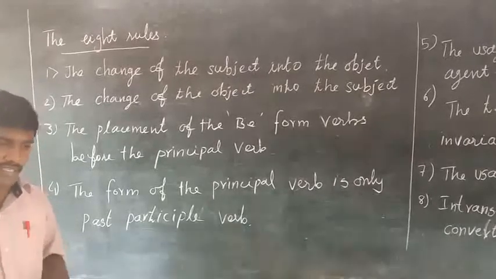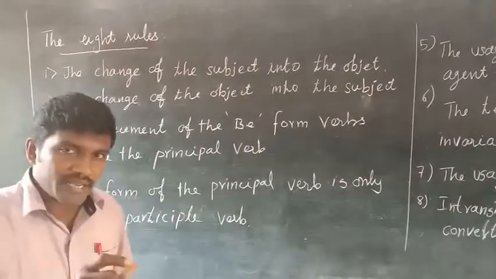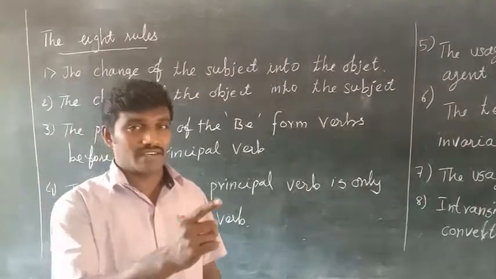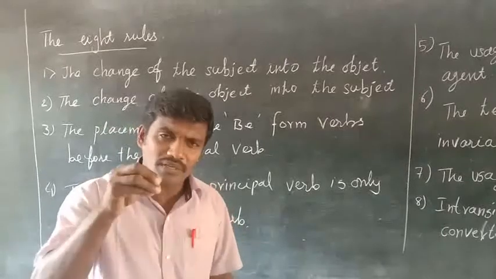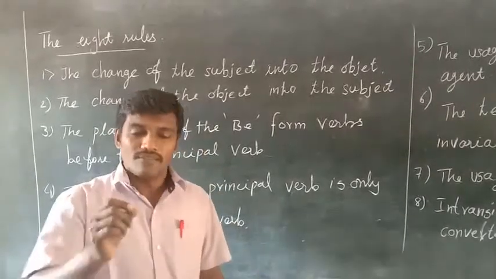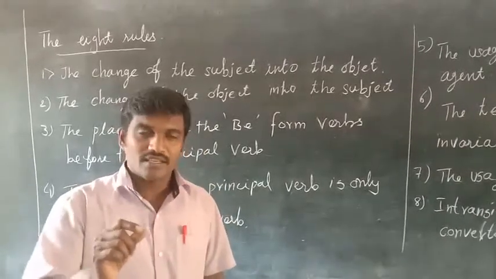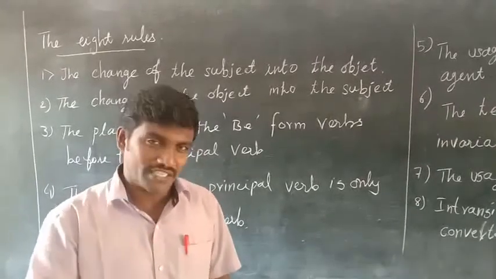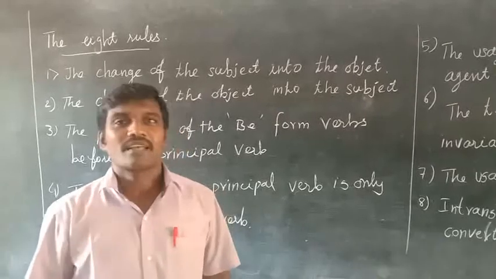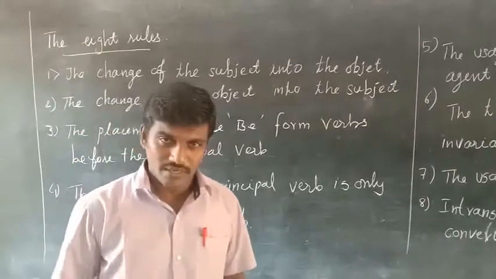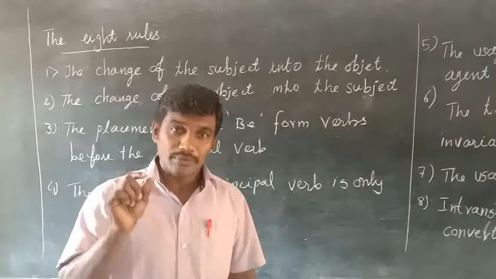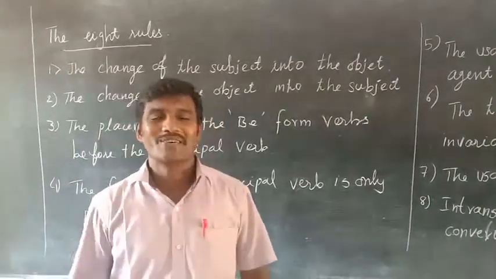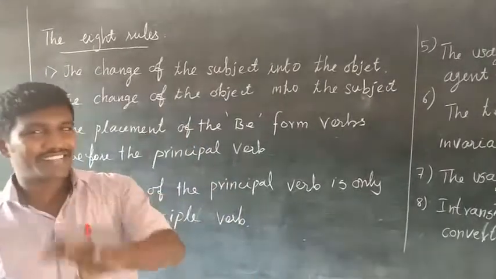Some people say that if you find a by in the sentence, it is called passive. No, my dear children, you should be very strong in this. When you look at the sentence, if you see a be form verb and the past participle, that is the V3 form, that is called passive voice. Okay, you are clearly understanding now.